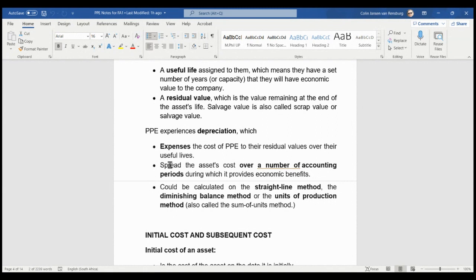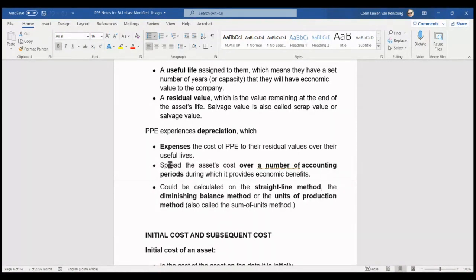Now, when it comes to the methods of calculating depreciation, IAS 16 provides for three methods. The first two methods deal with the time that we are going to be using the asset.